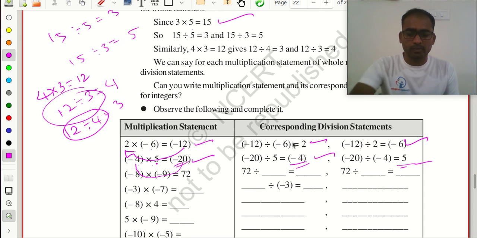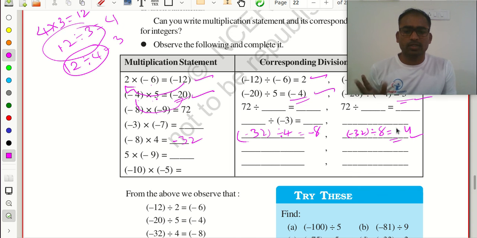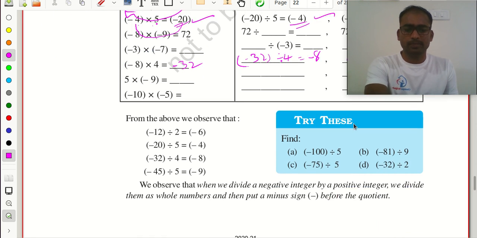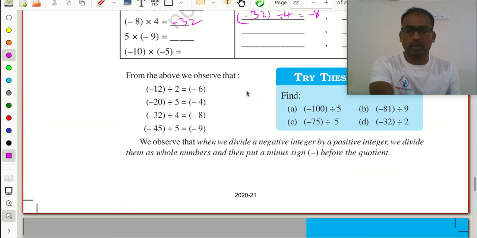Okay? So see here, we will solve this problem. Minus 8 into 4, how much am I getting? Minus 32. Here, minus 32 divided by 4, I will get minus 8. Minus 32 divided by 8, I will get minus 4. Is this simple? Okay? Next. So we need to observe, after making the division, whether we are getting an integer or not.